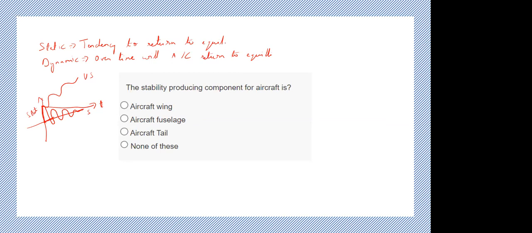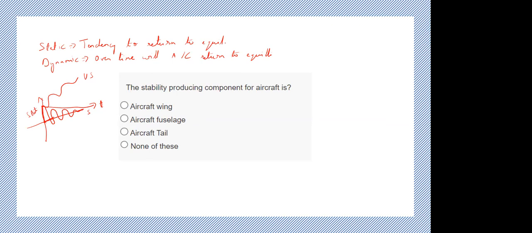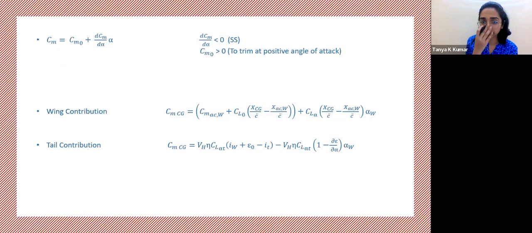Any guess which component will be the aircraft tail? Tail, yes. So in the previous course that I'm hoping you would have done, we have studied the stability and control course.